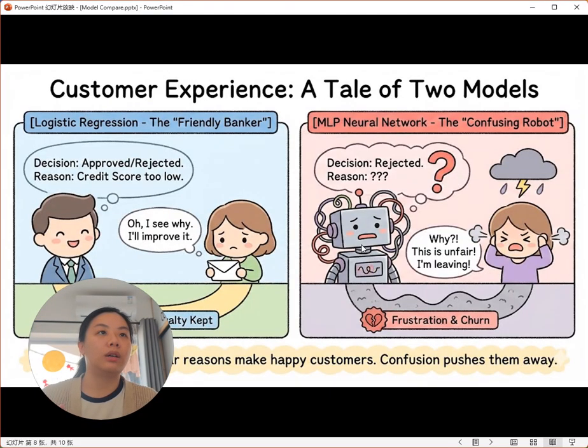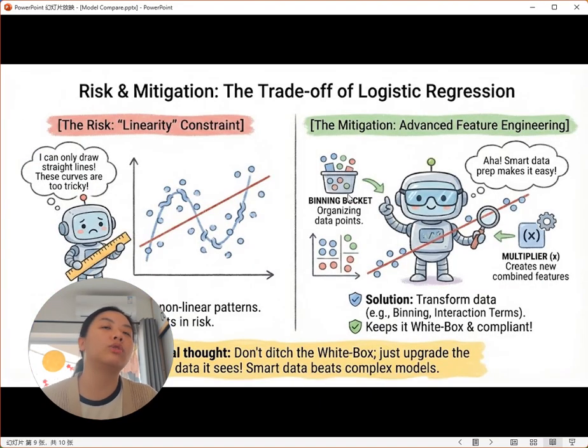Well, in conclusion, I recommend the logistic model for this scenario. But the logistic model is not perfect. It also has the risk of dynamic constraint. It can only understand the straight line relationship of the features.